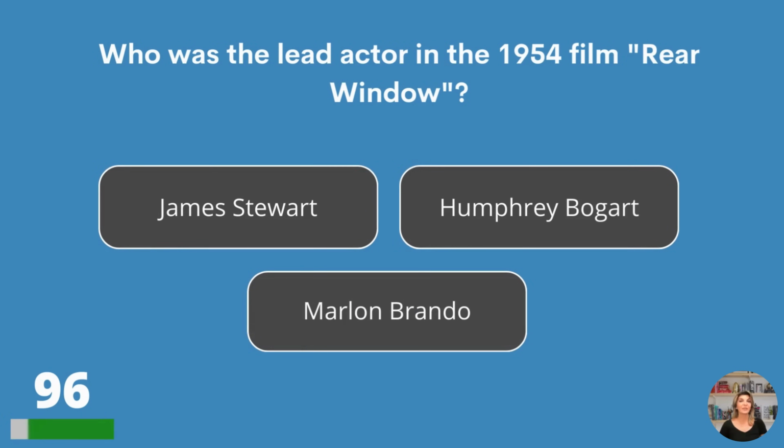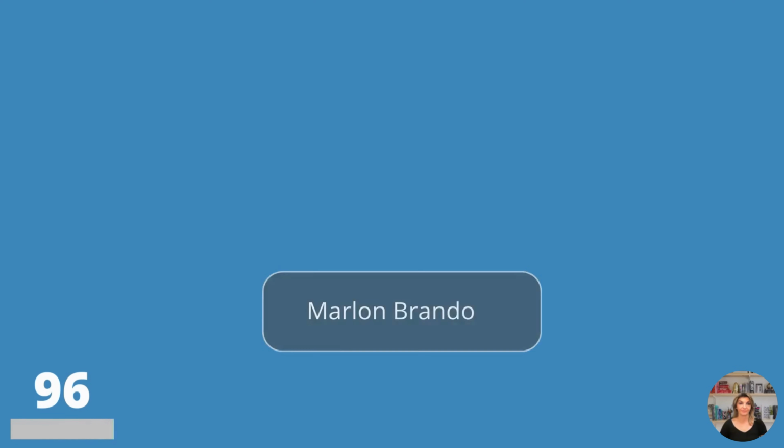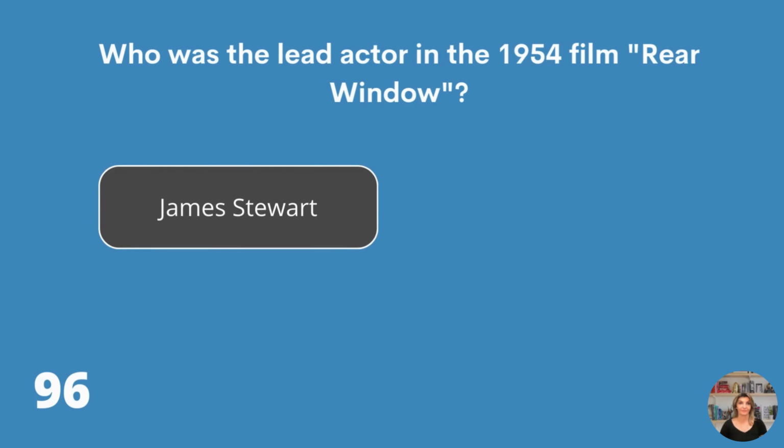Who was the lead actor in the 1954 film Rear Window? James Stewart, Humphrey Bogart, or Marlon Brando? James Stewart.